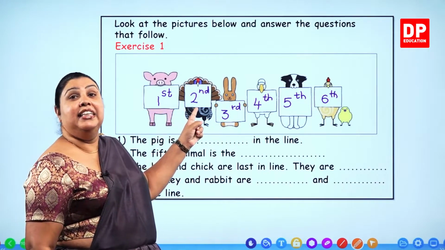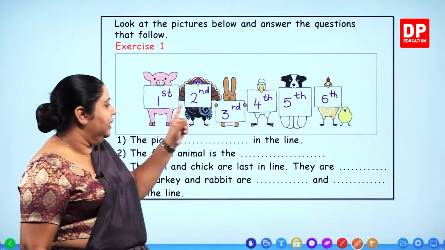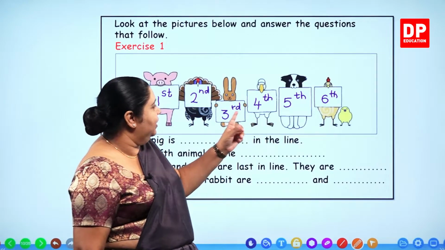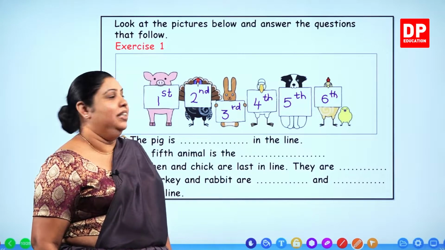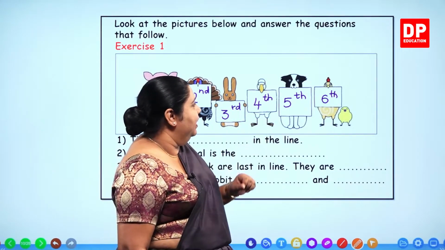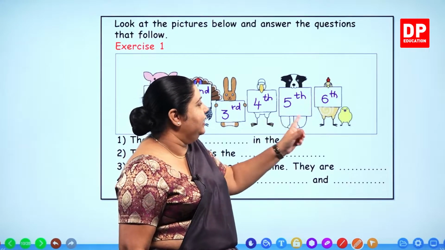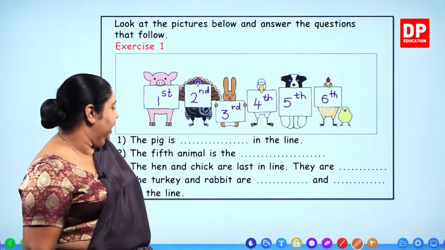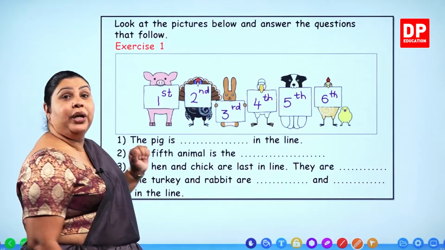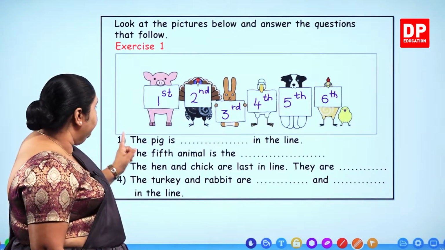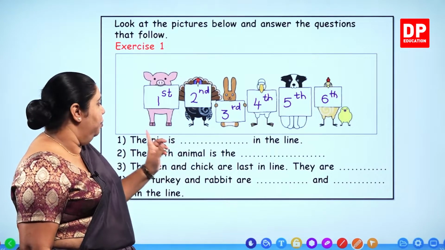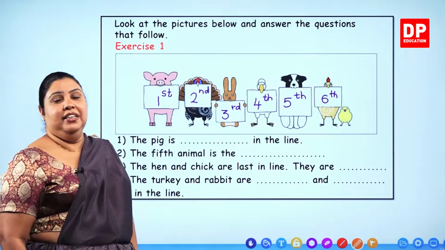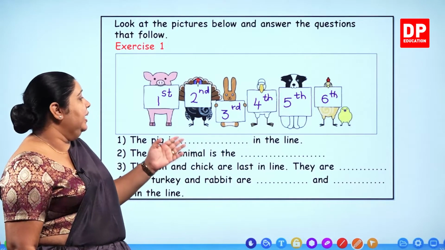Second is the turkey. Third is the rabbit, the bunny. Fourth, we have a goose. Fifth, we have a dog. Then sixth, we have the hen and the little chick. Okay? Right. So now let's look at the questions now. The pig is the blank in the line.